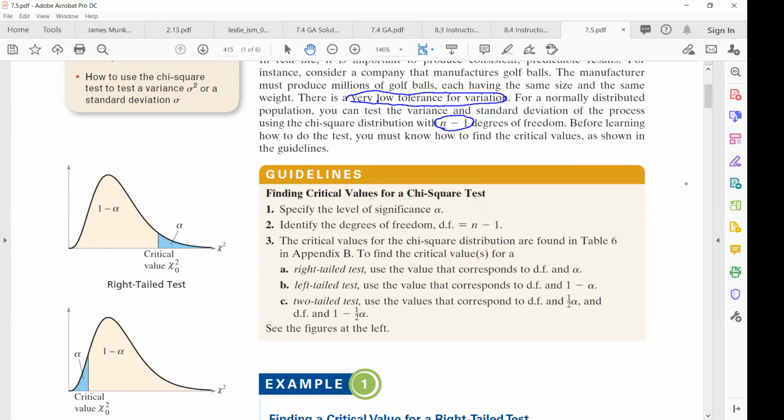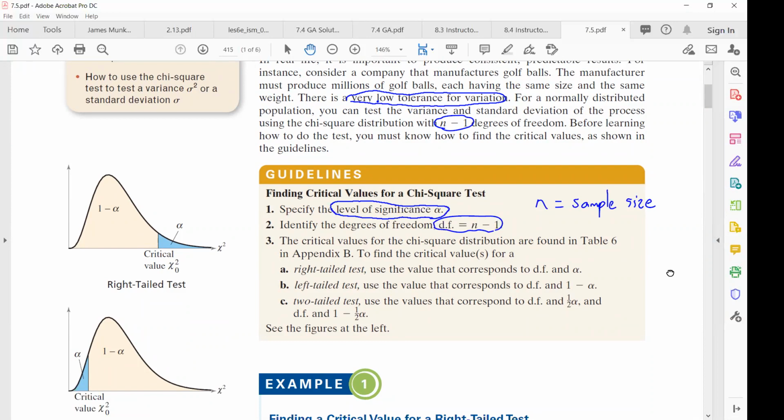First, specify the level of significance, which is alpha. Then, identify the degrees of freedom, which is n-1. Remember that n is your sample size. The critical values for the chi-square distribution can be found using the chi-square table.